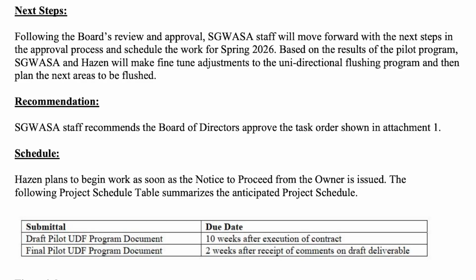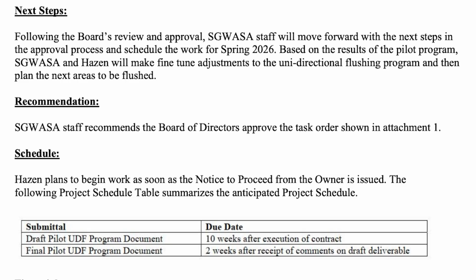So following the board's review and approval, SGWASA staff will move forward with the next steps in the approval process and schedule this work for spring of 2026. Based on the results of the pilot program, SGWASA and Hazen will make fine-tune adjustments to the unidirectional flushing program and then plan the next areas to be flushed. So our recommendation is that the Board of Directors approve the task order as shown in attachment 1.